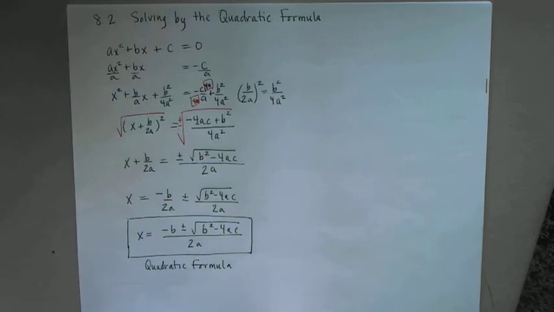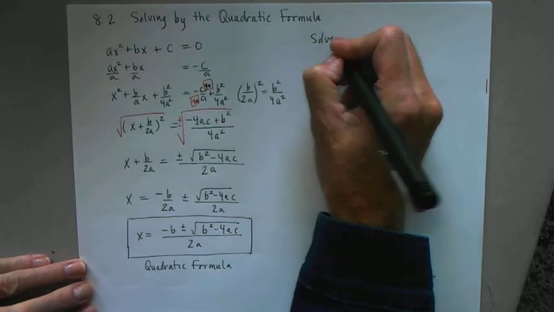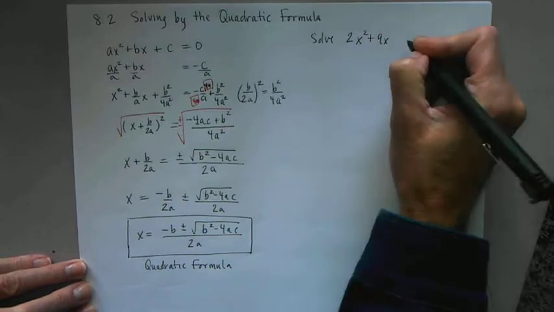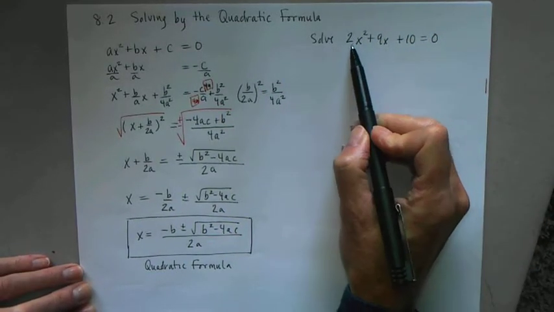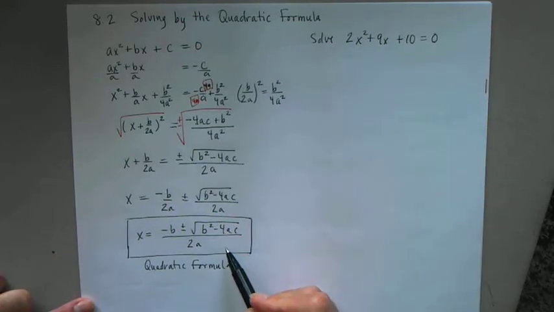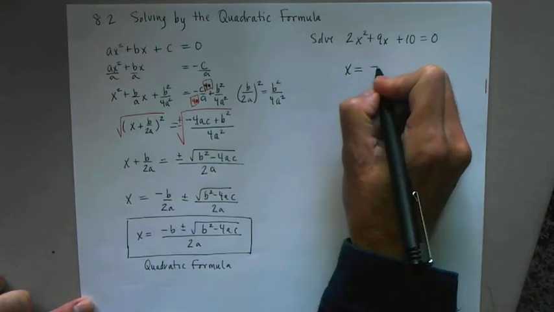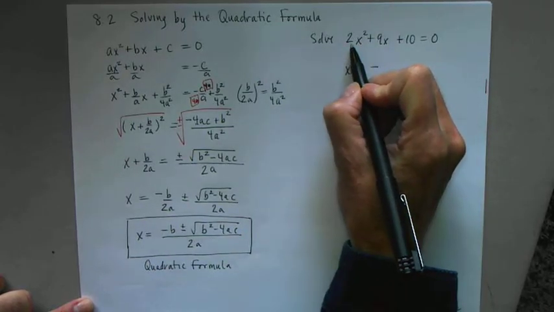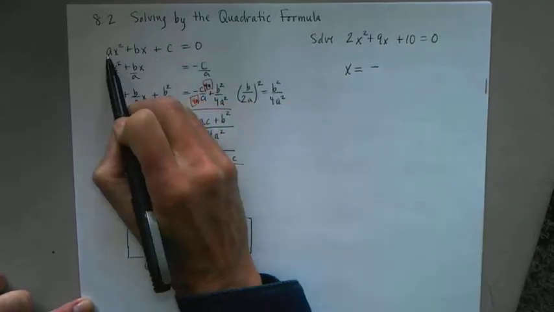So for example, your homework might say solve, and it could look something like this. And you can see that you could try to complete the square, but you'd have to divide everything by 2, and then you'd have a fraction, and just plug it into our quadratic formula. So our quadratic formula says x equals negative, doesn't it, b. And look, our a is 2, our b is 9, and our c is 10. So a is whatever's by x squared, b is whatever's by x, and c is the constant.